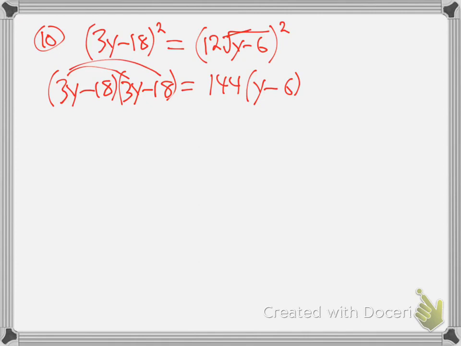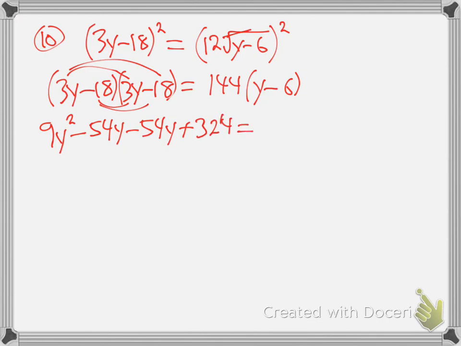And then distribute. 9y squared minus 30.54y. Minus 54y. 18 times 18, somebody got that? 324. 324, thank you. And the 144 distributes. 864. Thank you.